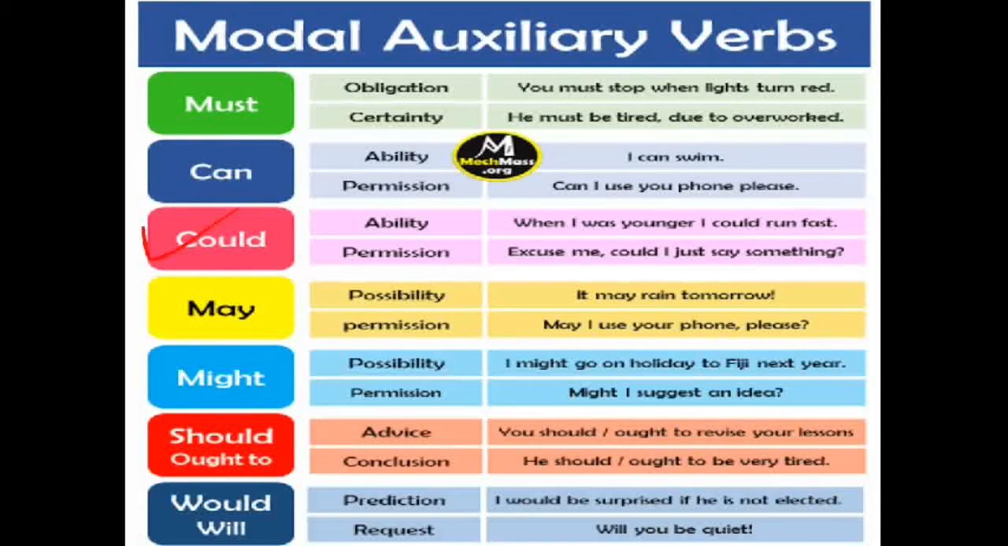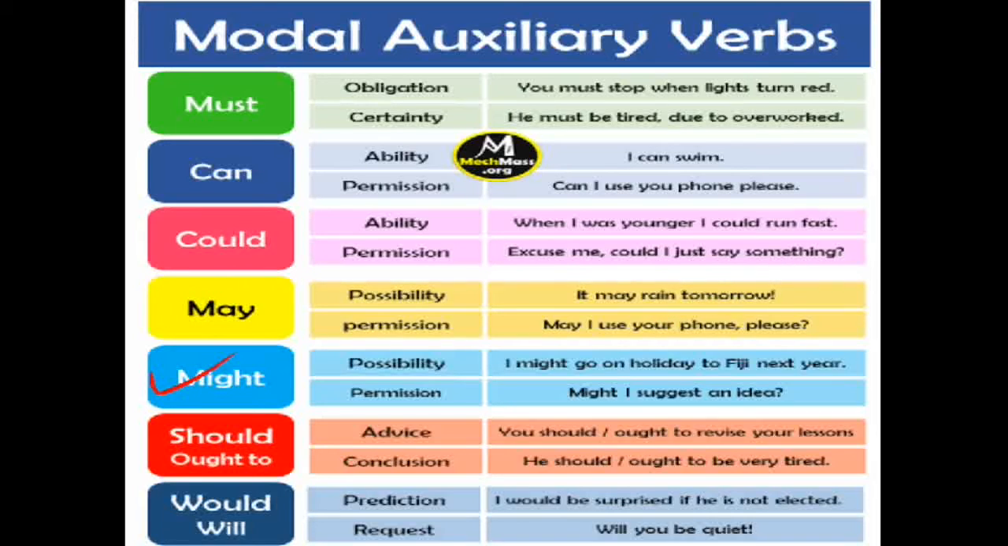Next, could. The first sentence, modal auxiliary could, shows you ability. The second sentence, modal auxiliary could, shows you permission. Next, may. The first sentence, modal auxiliary may, shows you possibility. The second sentence, modal auxiliary may, shows you permission.